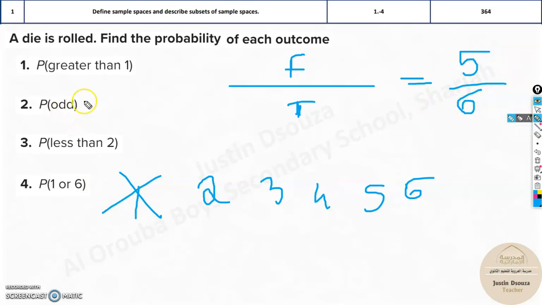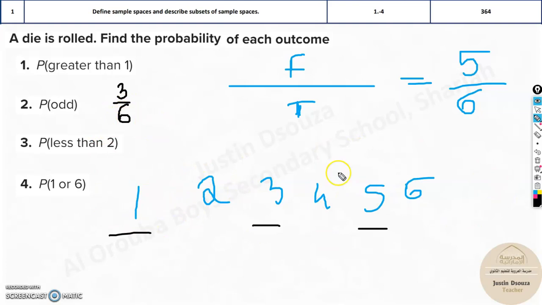What about the odd digits? How many odd digits are there? Let's see over here. There is 1, 3 and 5. There are 3 odd numbers. They are the favorable ones because we need the probability of odd. But what are the total possibilities? When you roll a die, anything can fall. So there are 6 total possibilities.